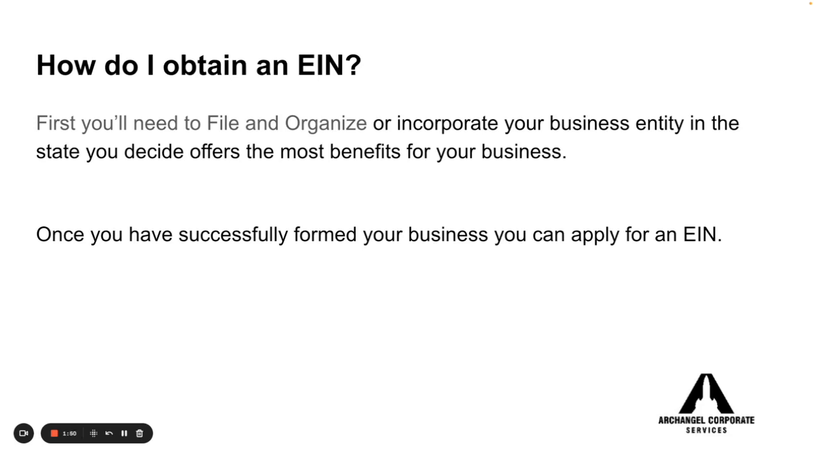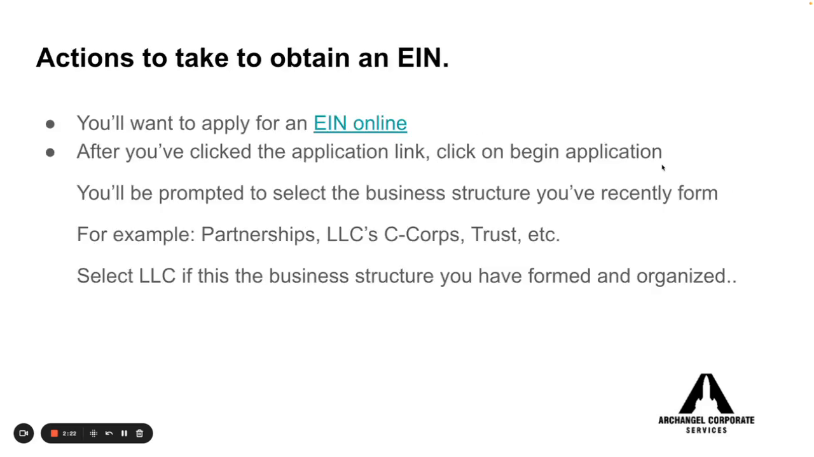So you're going to file, organize, or incorporate your entity in the state that you decide offers the most benefits to your business, whether it be Wyoming, Delaware for anonymity purposes, or even just the state where you will be conducting most of your business. Once you have successfully formed that business, then you can apply for the EIN, because you'll need the articles of formation or the proof of formation in order to apply for an EIN.